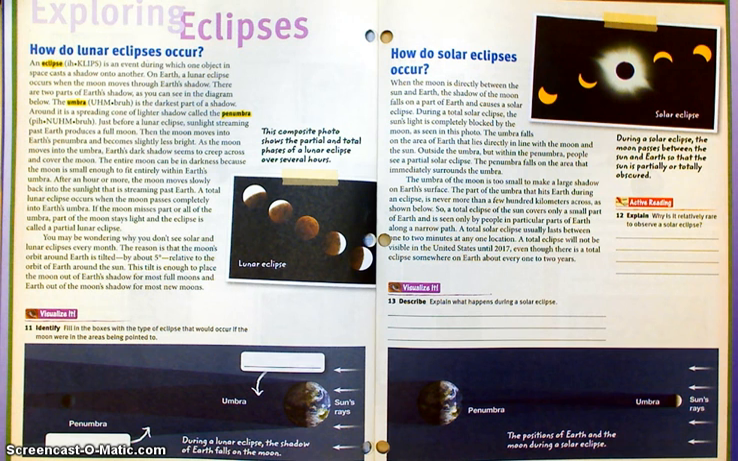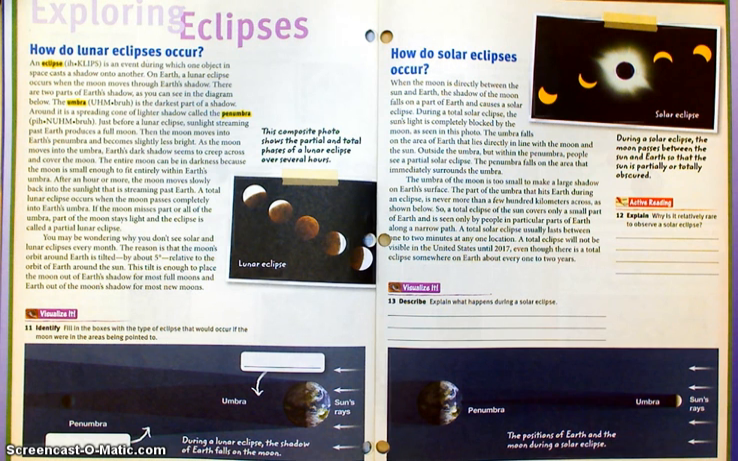An eclipse is an event during which one object in space casts a shadow onto another. On Earth, a lunar eclipse occurs when the moon moves through Earth's shadow. There are two parts of the Earth's shadow, as you can see in the diagram below. The umbra is the darkest part of the shadow. Around it is a spreading cone of lighter shadow called the penumbra.